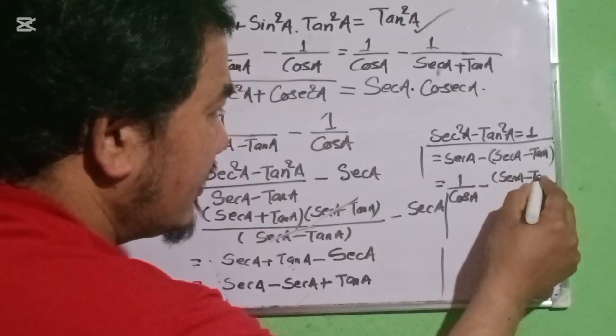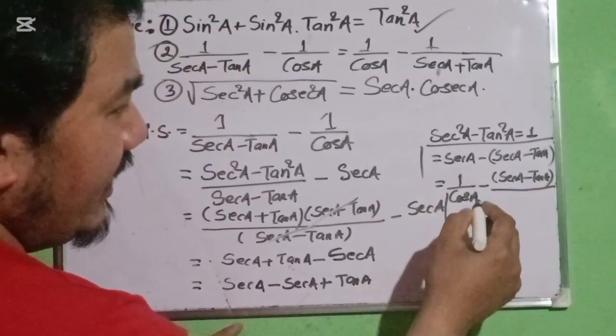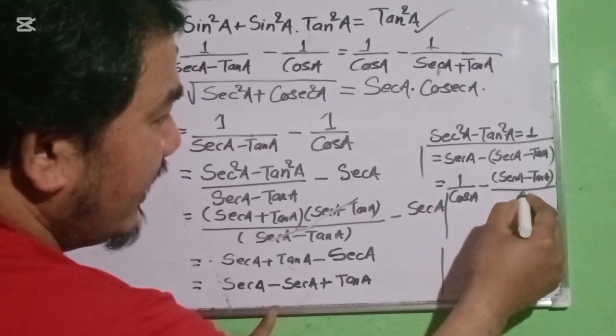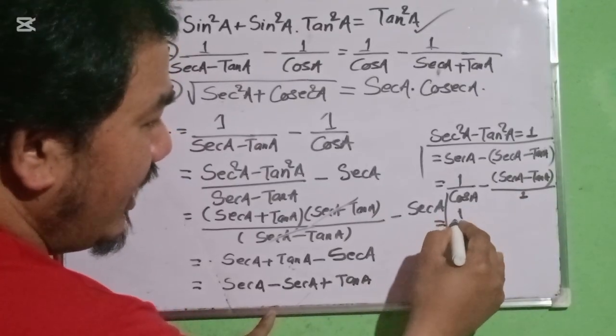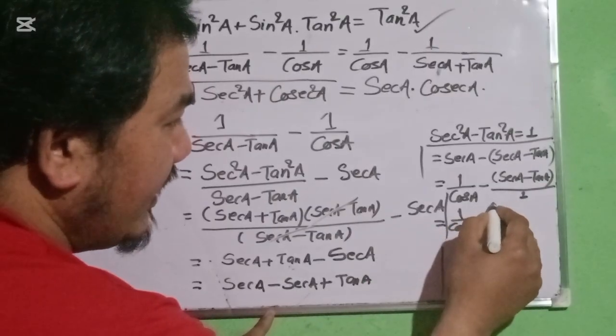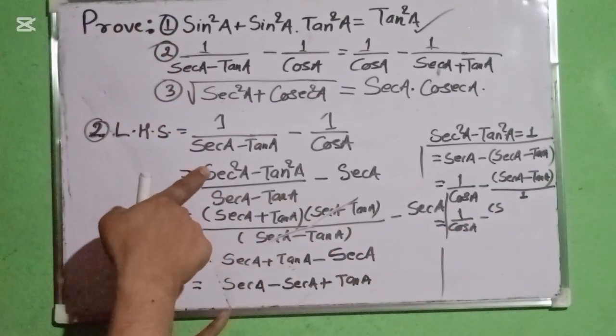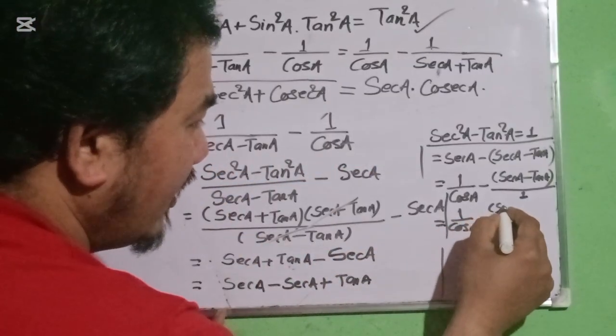Sec A minus tan A. And then down, look here, there is nothing, which means we can write 1 here. Then we write it equals 1 by cos A. And now we can write again like this: wherever there is 1, we can write sec square A minus tan square A.